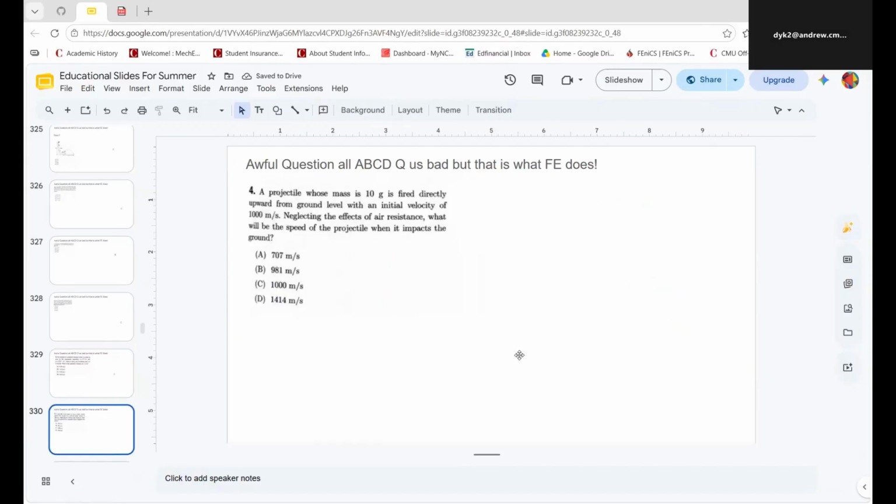Okay, all right. A projectile whose mass is 10 grams is fired directly upward from ground level with an initial velocity of 1,000. Neglect air resistance. What's the speed of the projectile when it impacts the ground? So you have 1,000 over here, and you hit like this and come right down. That's what it's saying. And you have 10 grams.